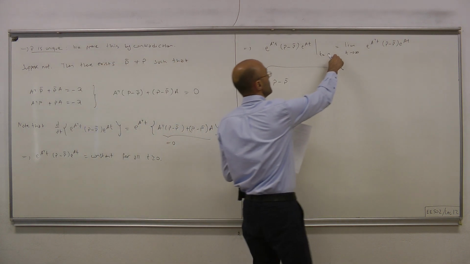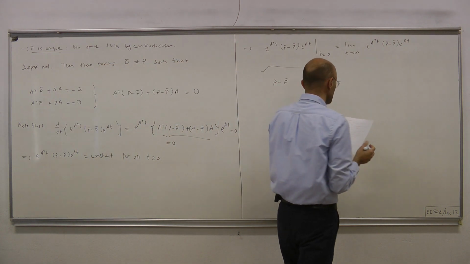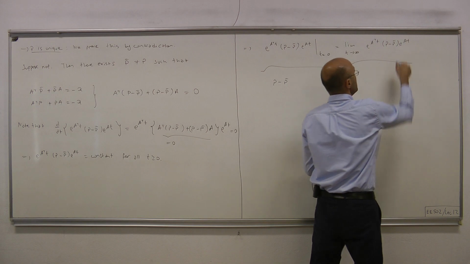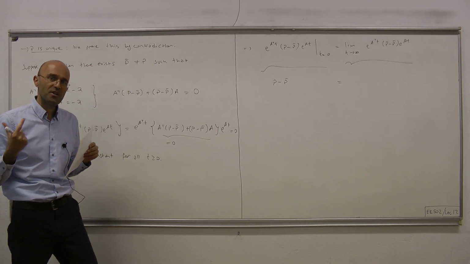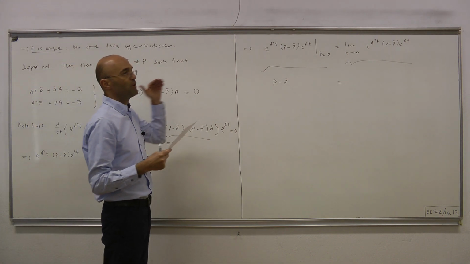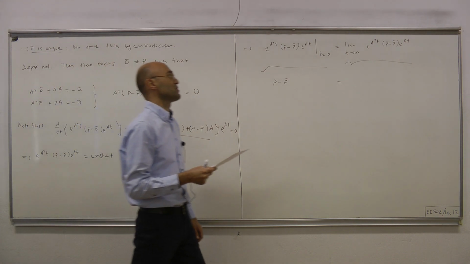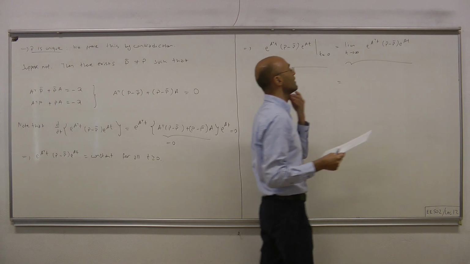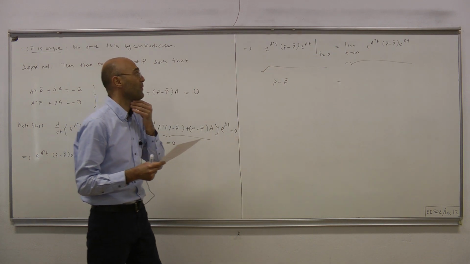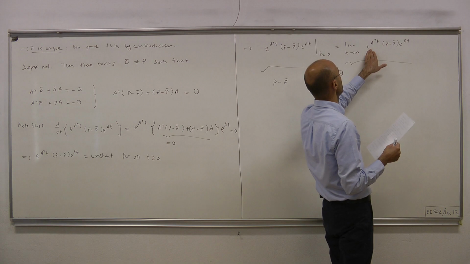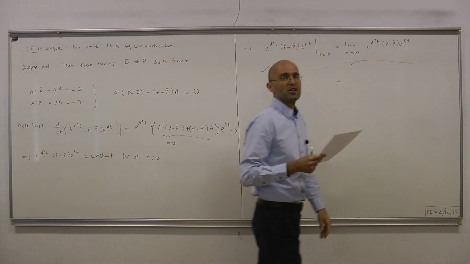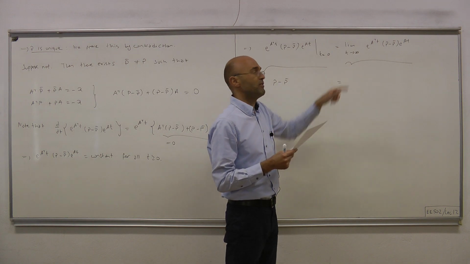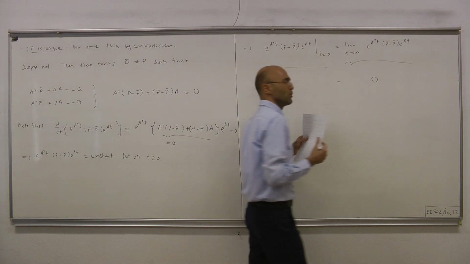How about this term here? e to the At is a state transition matrix. We're talking about an exponentially stable system, namely e to the At is converging to 0 exponentially fast. Likewise for e to the A transpose t, okay? This is exponentially decaying, that's exponentially decaying, this is constant, therefore the whole thing must be exponentially decaying. And at t equals infinity, this must equal 0.